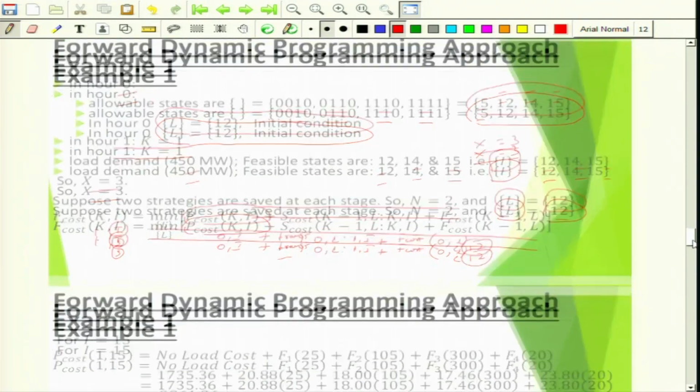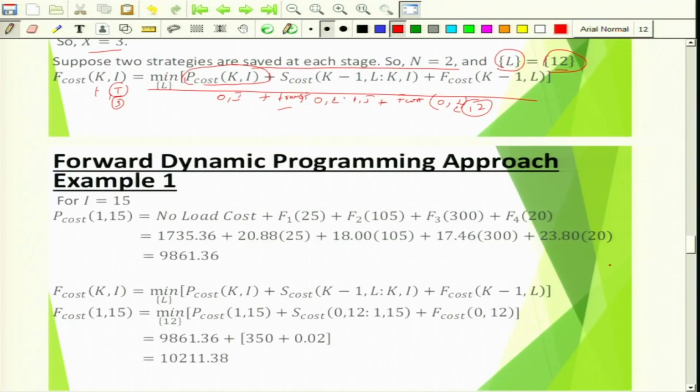Now you see here, let's do it for all the feasible combinations. For the first hour, there are 3 feasible combinations: 12, 14 and 15, right? Because the load is 450 megawatt, only the 12, 14, 15 combinations can meet this load demand. Now let's do it for I is equal to 15. That means now we are interested to find out the production cost.